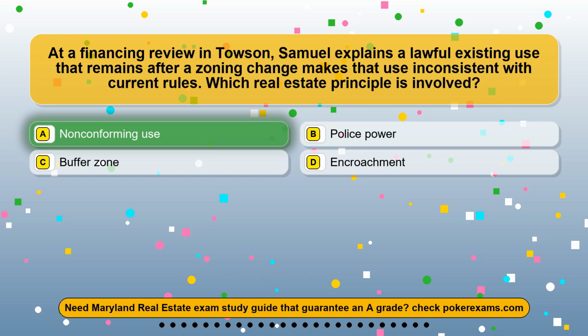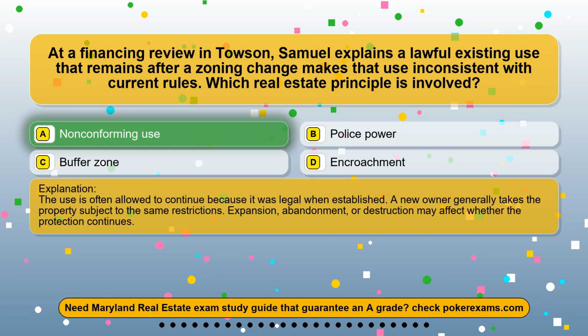The correct answer is option A, nonconforming use. The use is often allowed to continue because it was legal when established. A new owner generally takes the property subject to the same restrictions. Expansion, abandonment, or destruction may affect whether the protection continues.